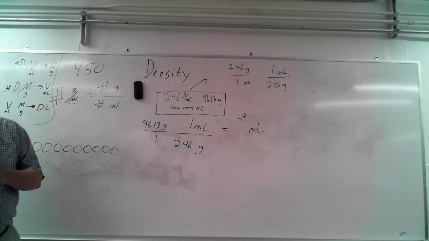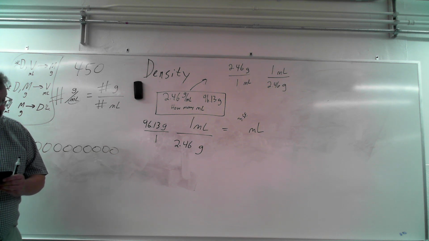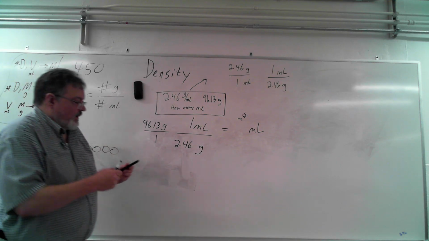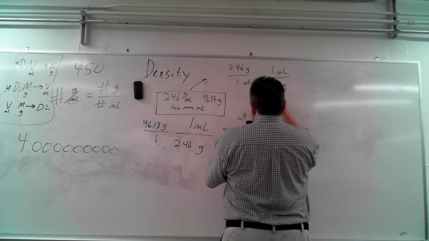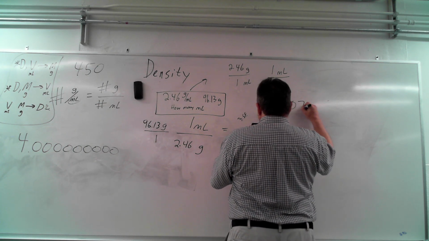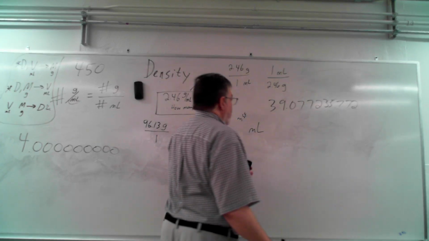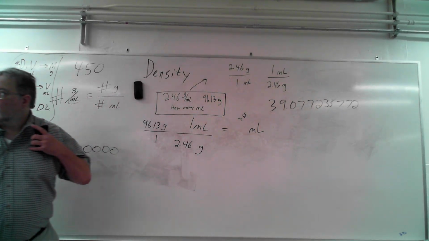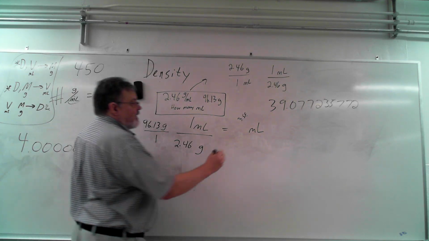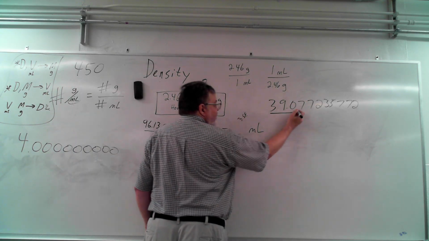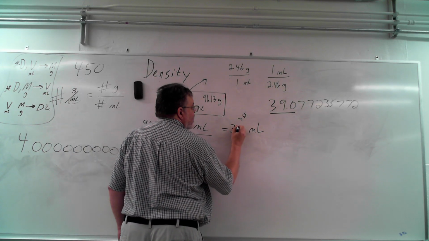96.13 divided by 2.46. My calculator says, but I'm only keeping 3, right? Keeping those 3. The 7 rounds the 1, so the answer here is 39.